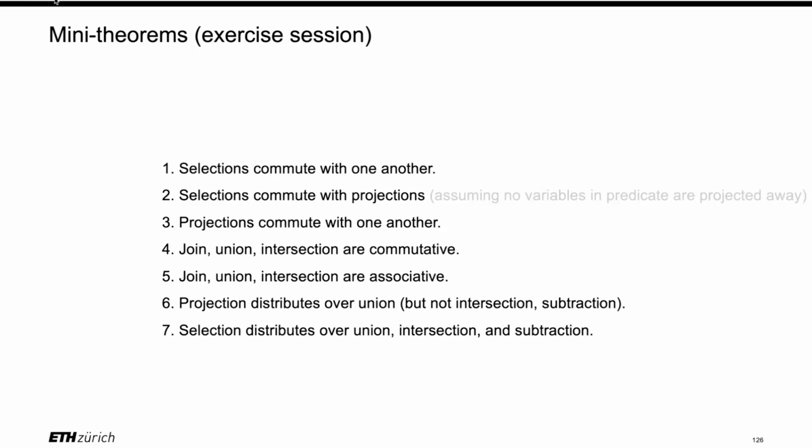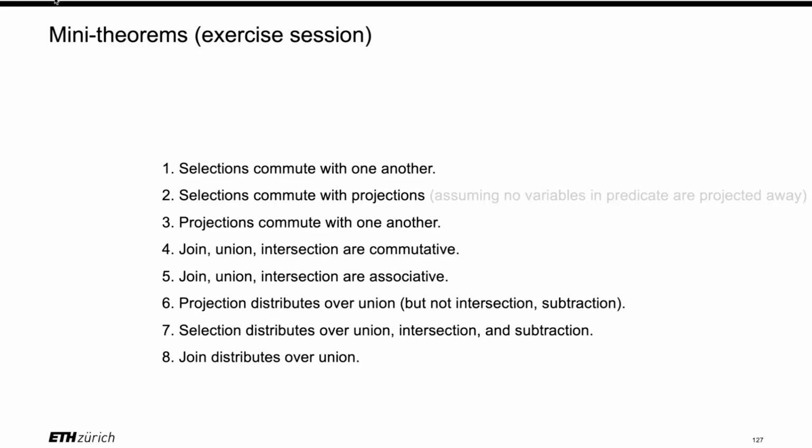Selection distributes over union, intersection and subtraction. So it means that if you take the union of two tables and then you select based on a certain predicate, it would be the same as if you first select on the two tables independently and then do the union, right? For whom is that intuitive? Okay. It's getting more complex, right?